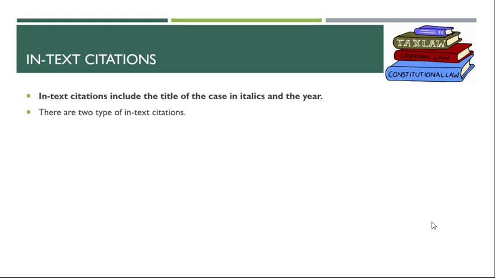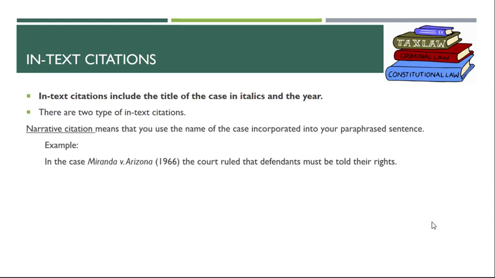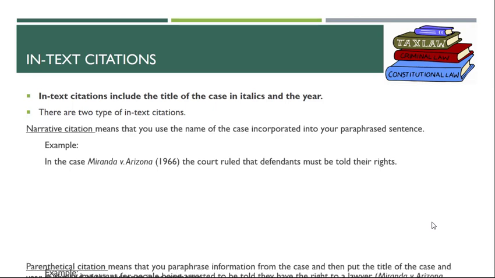There are 2 types of in-text citations. Narrative citation means that you use the name of the case incorporated into your paraphrased sentence. An example is, in the case of Miranda versus Arizona, 1966, the court ruled that defendants must be told their rights. Notice that the case is in italics when it is incorporated into the citation.